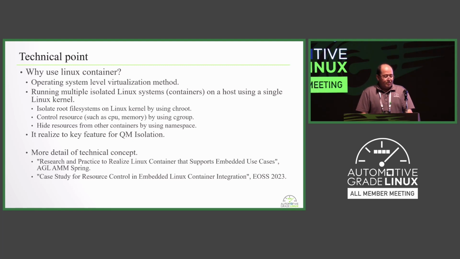Linux containers realize running multiple isolated Linux systems on a host using a single Linux kernel. An isolated root file system is created on the Linux kernel by using chroot. Resources are controlled by using cgroups, and resources are hidden from other containers by using namespaces. These functions are the key features for QM isolation.